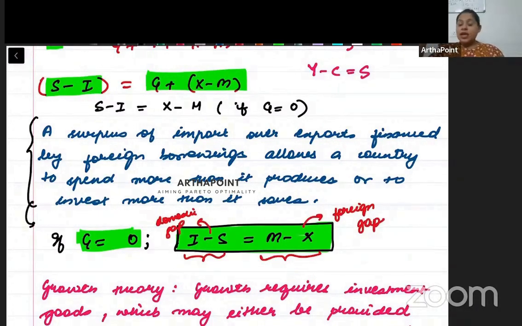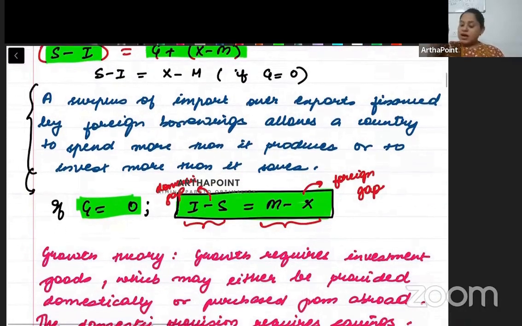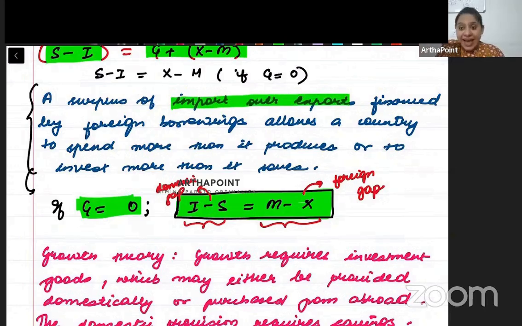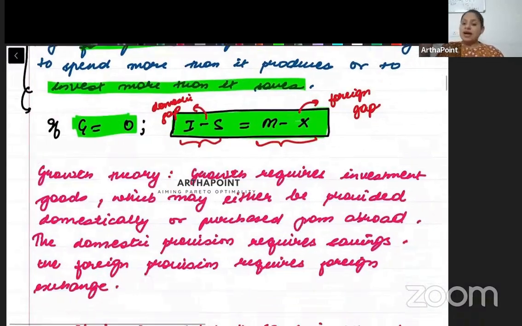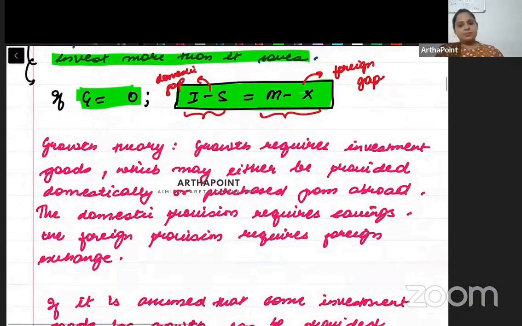Let's read this out now. Very, very important, okay? A surplus of import over export. Import over export, M minus X कर रहे हैं ना? So surplus of import over export is financed by foreign borrowings. It allows a country to spend more than it produces or invest more than it saves. So if I want to invest more than what I save, I must have M greater than X.